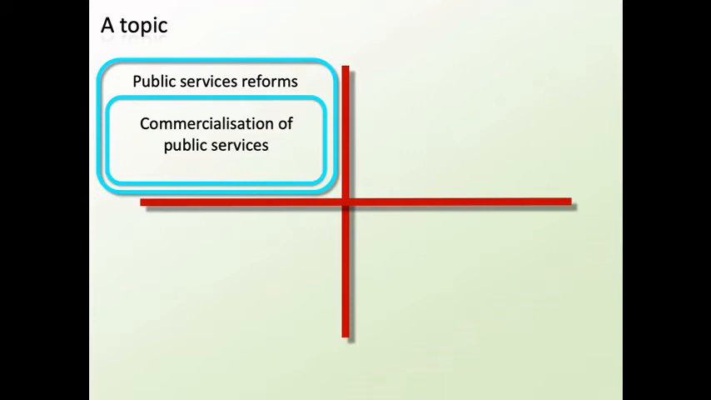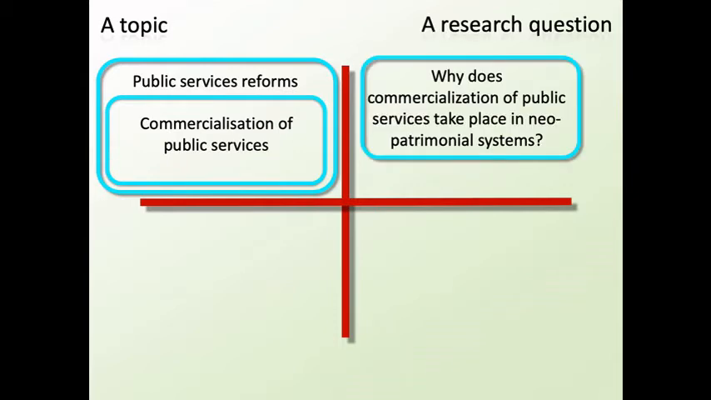The study also included a research question, which was: why does commercialization of public services take place in neo-patrimonial systems? The research question zooms into a particular puzzle that arises within the topic. In the study, the puzzle referred to the occurrence of public services reforms within countries that are characterized by neo-patrimonialism. Neo-patrimonialism is a social system where some individuals, the patrons, use public resources to secure the loyalty of clients. The puzzle arises because neo-patrimonial systems tend to be fairly conservative, therefore we may not expect reforms to take place.